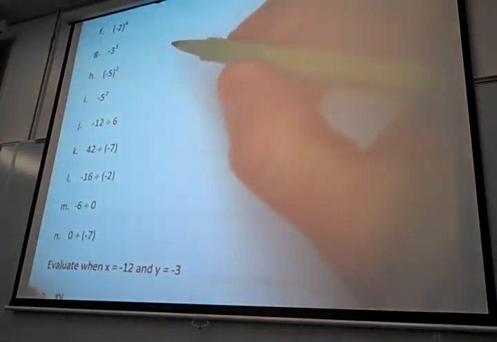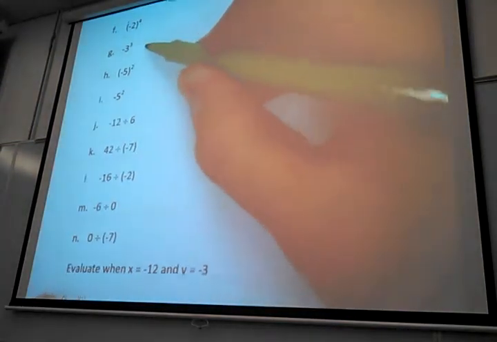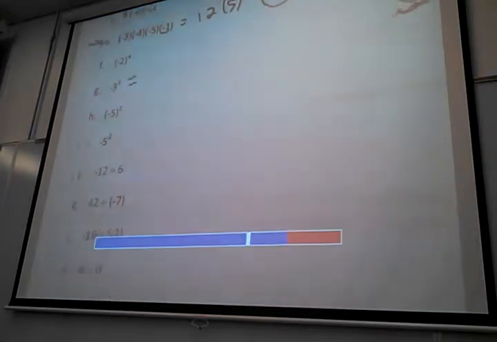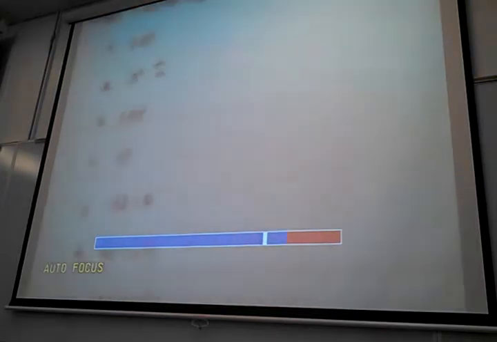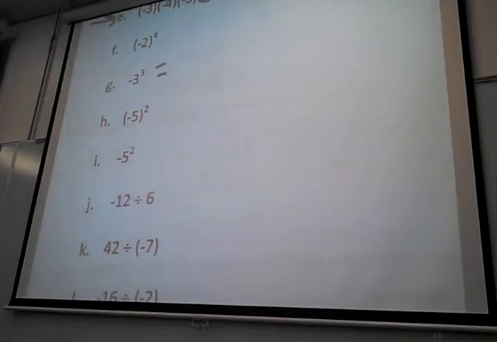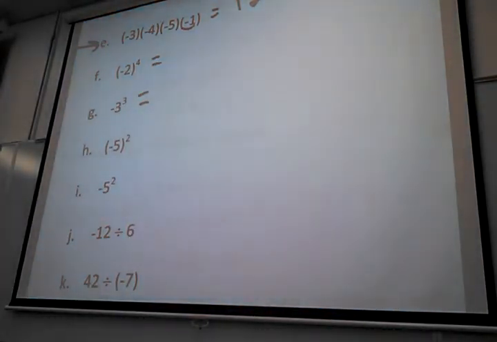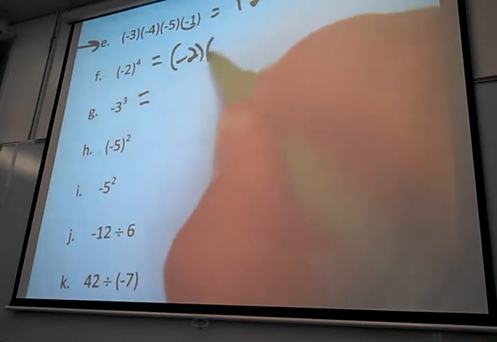What about when I start throwing some exponents in there? Look at part F first. What does part F really mean if you wrote it out? Negative 2 multiplying by negative 2. Exactly, you've got 4 negative 2's. So it would be negative 2, negative 2, and so on.